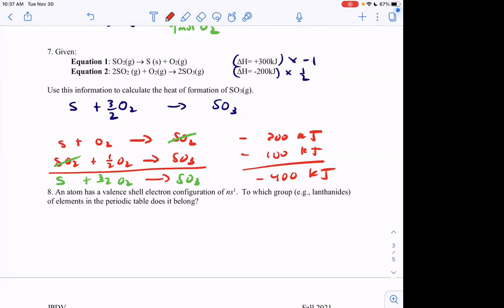So we had to write that formation reaction. We had to know what a formation reaction is. We had to use Hess's law to manipulate those, and then we had to know how to manipulate those enthalpies and add them up to get to the correct answer.